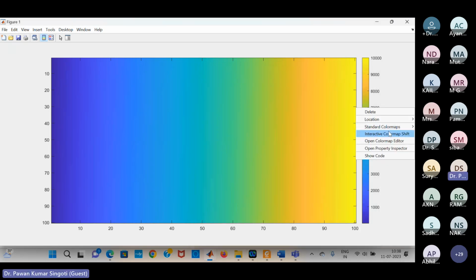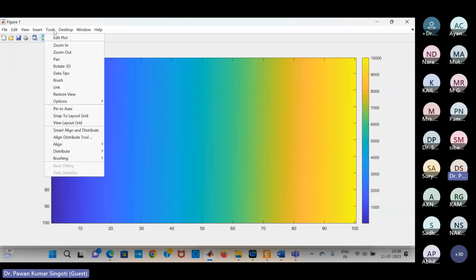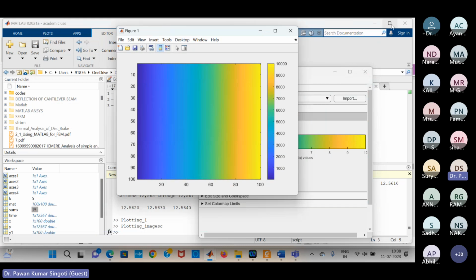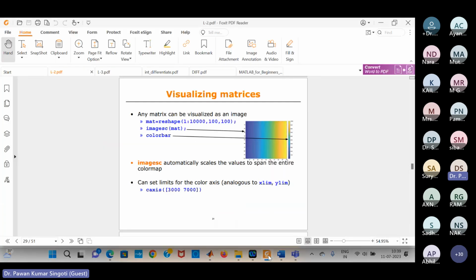This is the color map editor. As I told you, insert X label, Y label, colors, all the things are possible over here. So this is the simple illustration of the color map and image scatter. Color bars are also available in this one.